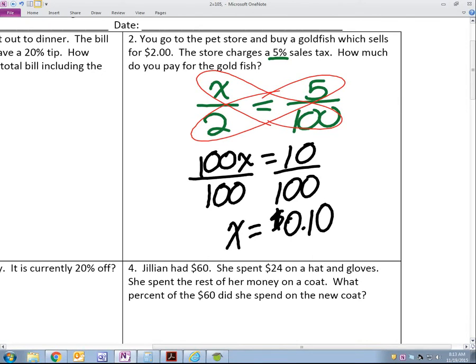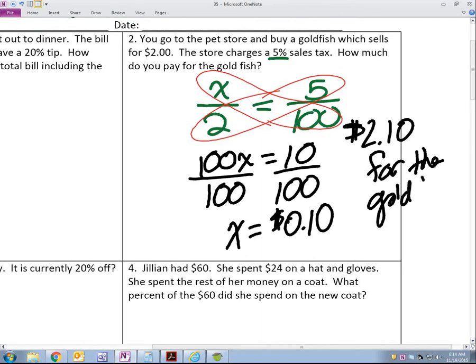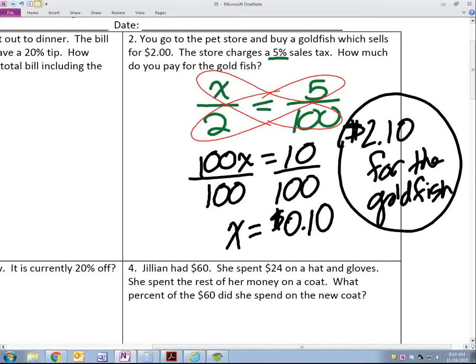$2.10. It says, how much do you pay for the goldfish? What did we just find? Did we find how much we paid for the goldfish? We found the tax. And they're asking us, how much do we pay for the goldfish? And if we're adding the tax and the total, $2.10. So it's $2.10 for the goldfish. Circle that bad boy. Boom.